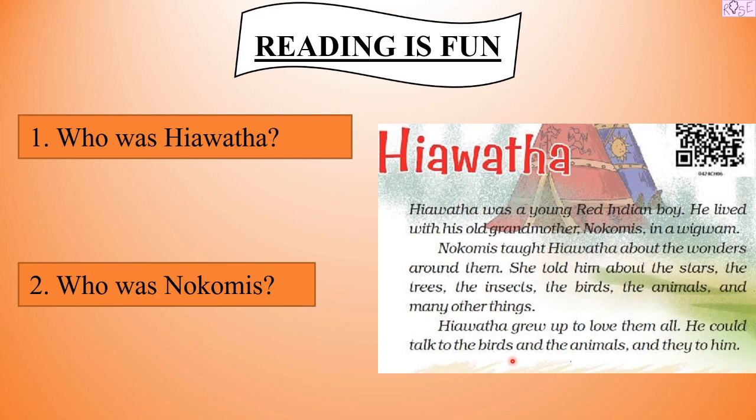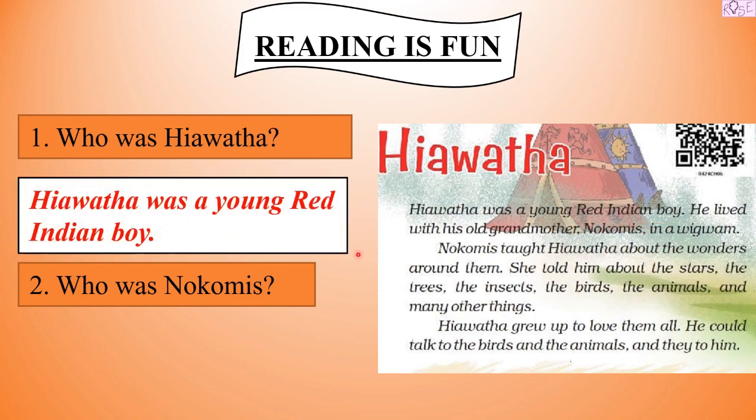So this is the introduction of the poem, and from this introduction we can easily answer these 2 questions. Who was Hiawatha? If we go to the first line, we know that Hiawatha was a young red Indian boy, and that is our answer. Hiawatha was a young red Indian boy. If you want to add more sentences, you can write that he could talk to the birds and animals, and they could talk to him. Hiawatha loved every animal. You can add all these descriptions about Hiawatha in your answer. For now, let's move on to the second question, that is, who was Nokomis?